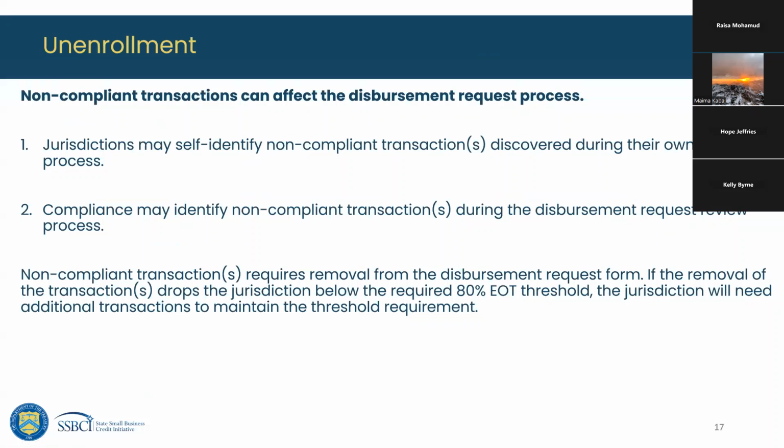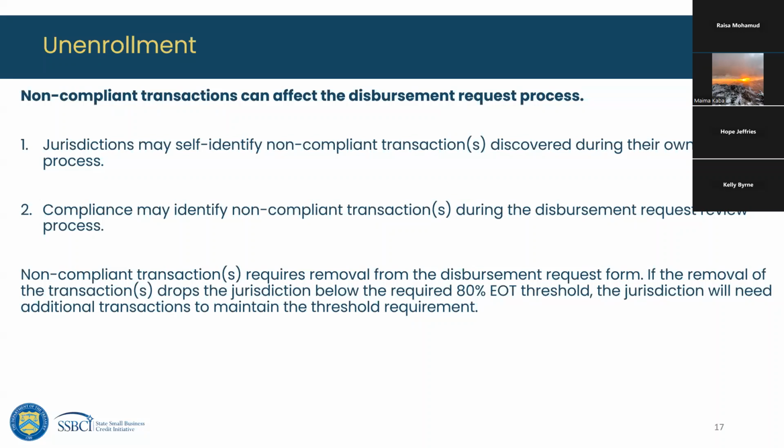All right, and then lastly, we have unenrollment. So as far as how unenrollment relates to the disbursement request process, there are two areas in which it can come into play. Jurisdictions can identify non-compliant transactions during their own review, and the other is if compliance identifies non-compliant transactions during our review. What will happen if that occurs is that non-compliant transactions will be removed from the disbursement request form, and an additional sample will be requested.